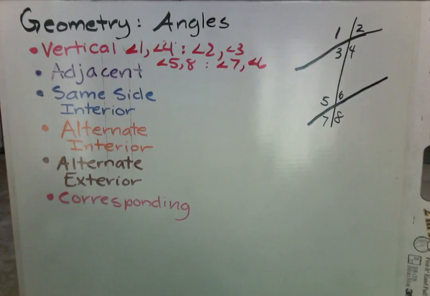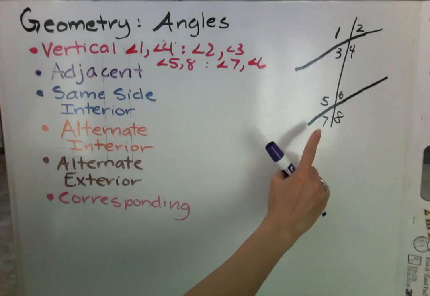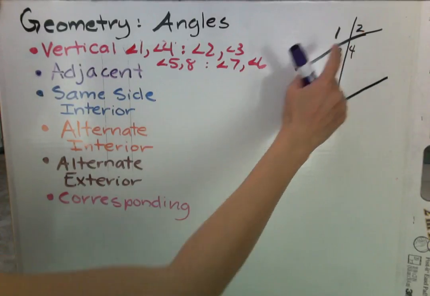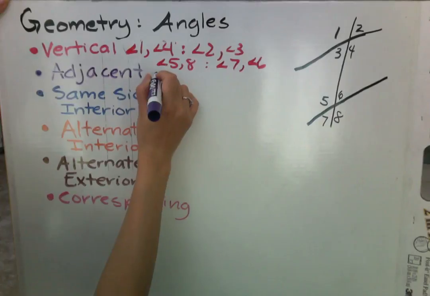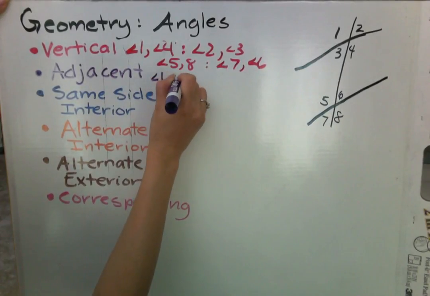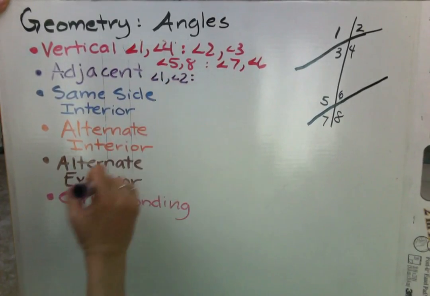Now let's look at adjacent angles. In English, adjacent means right next to. Usually two rooms share an adjacent wall. So we can look at these lines as an adjacent wall. If you notice, angle 1 and angle 2 sit right next to each other. They share this one line. So angle 1 and angle 2 are adjacent to one another.